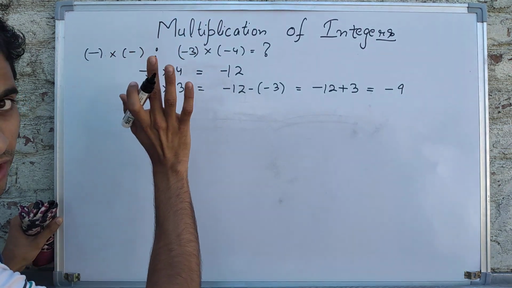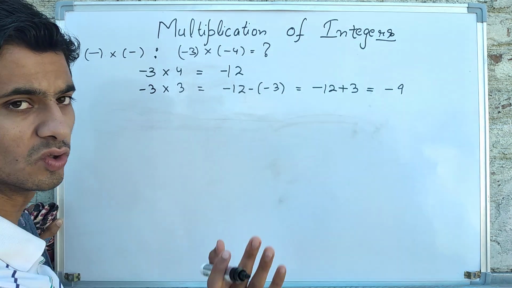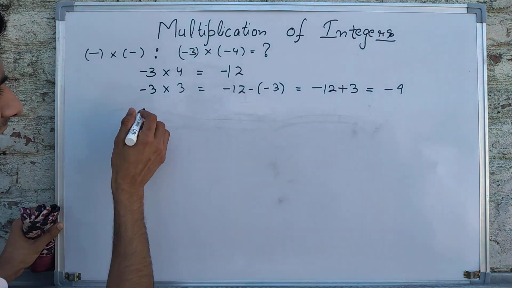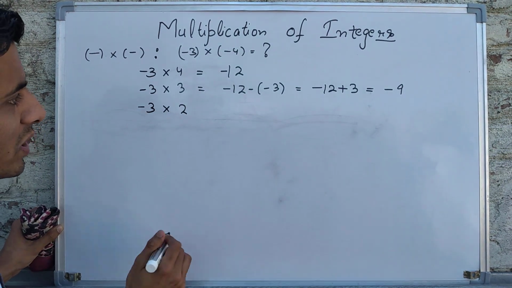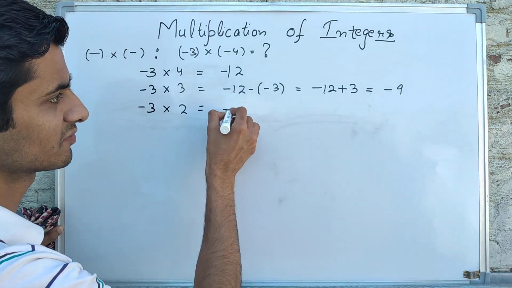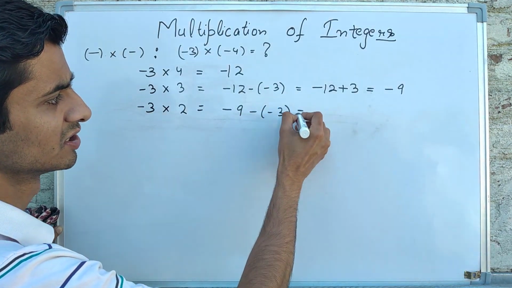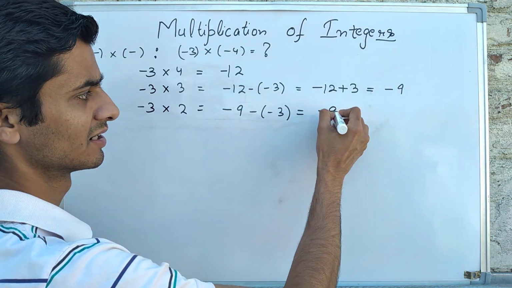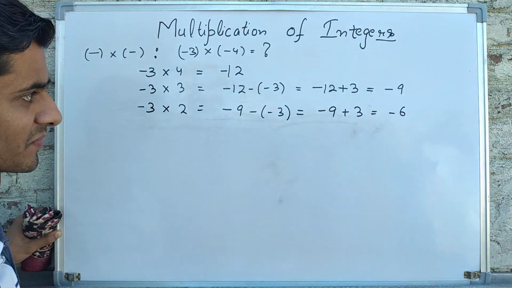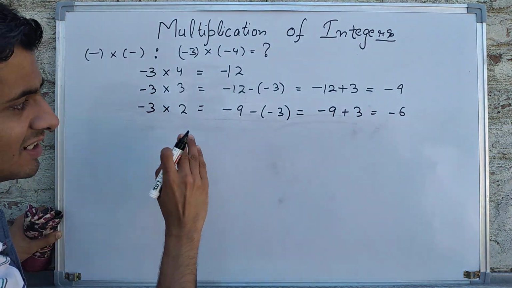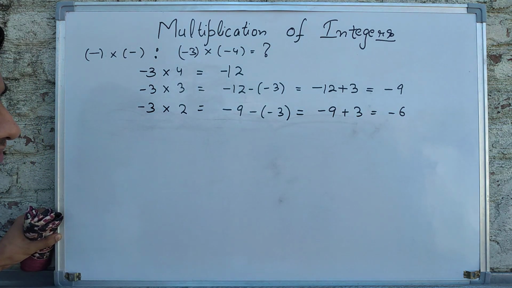Or directly, the rule we have learned is that these two negatives will give you one positive. It is coming from here only. So negative 12 plus 3 gives you negative 9. And if you have negative 3 into 2, what will you get? Again you are subtracting negative 3, 1 negative 3 again getting removed. So negative 9 plus 3 could be written as negative 6. On the number line, from negative 9 going 3 steps towards the right, you got negative 6.